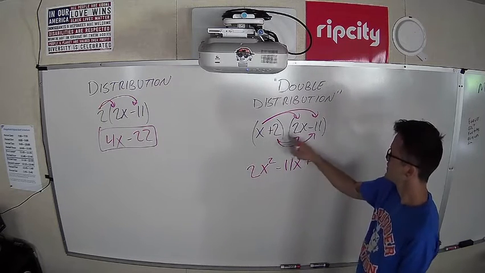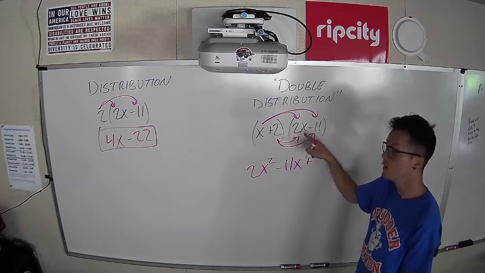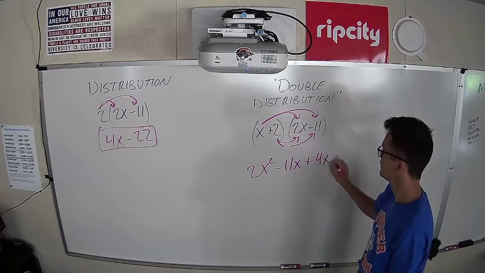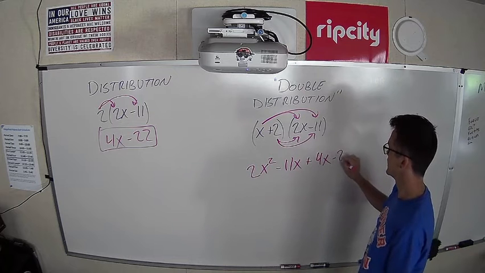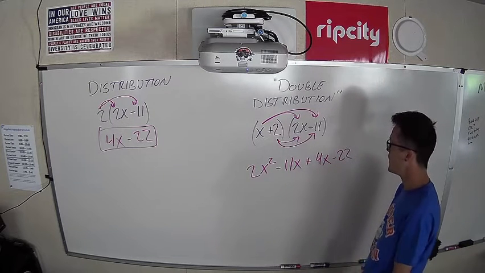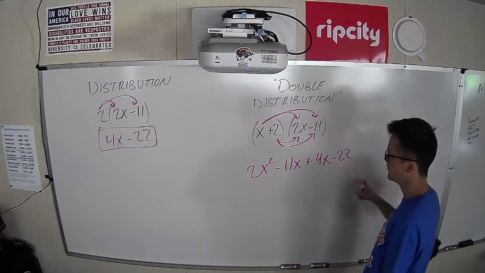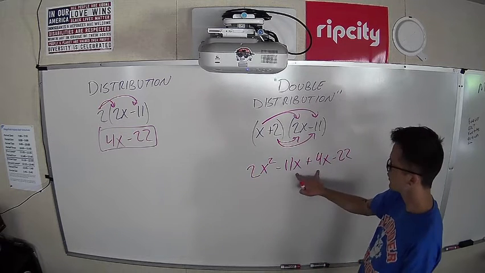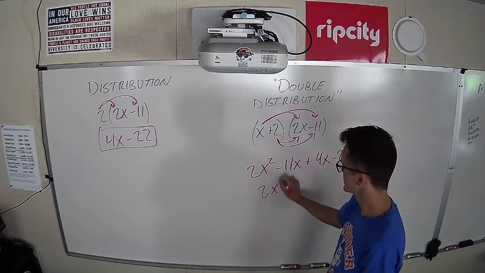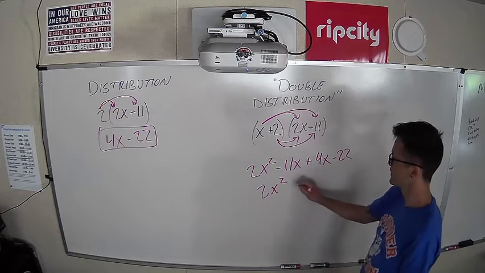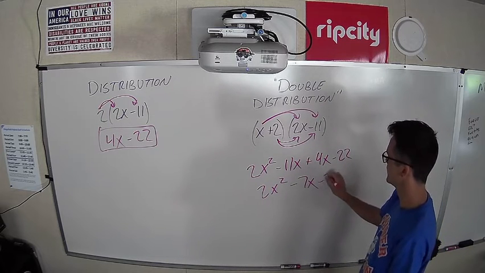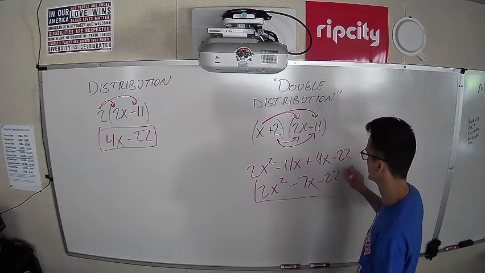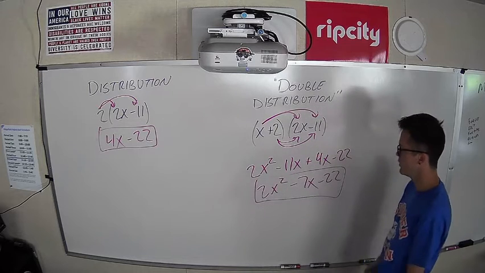So 2 times 2x, well, 2 times 2 is 4, and then we have the x. 2 times negative 11 is negative 22. Now we have this polynomial, 4 terms, but 2 of them are alike. So let's combine those. 2x squared. We have a negative 11x plus 4x, so that turns into a negative 7x, and the minus 22 is still there.